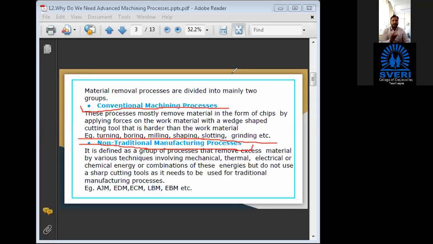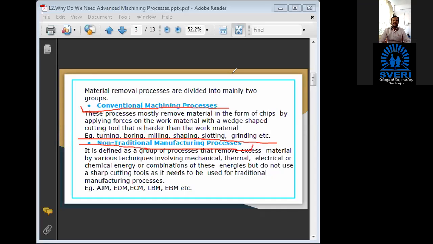The second, no use of sharp cutting tool. The basic requirement is that it involves mechanical energy, electrical energy, or a combination of any energy. Due to that, material removal occurs. So that process is called non-conventional, non-traditional machining process.